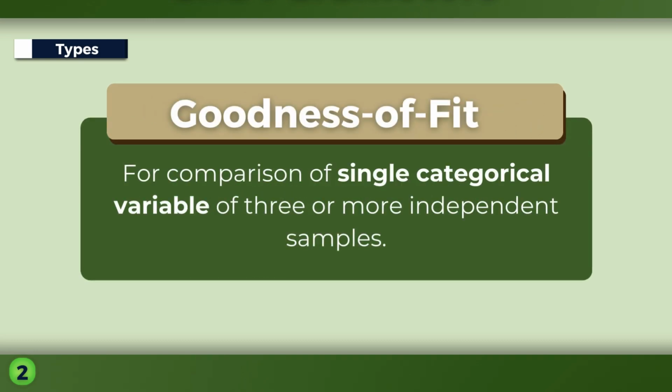The goodness of fit for comparisons of single categorical variables of three or more independent samples. This one is used to determine the fitness of a particular unknown data into a known distribution. This is also utilized to know the uniformity of a population, if it is normal, or whether it is synonymous with another population with known distribution. Oftentimes, we have our known distribution, which is the observed values, while we test if it fits with the unknown data, usually the expected value.